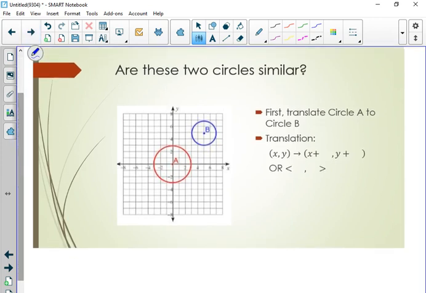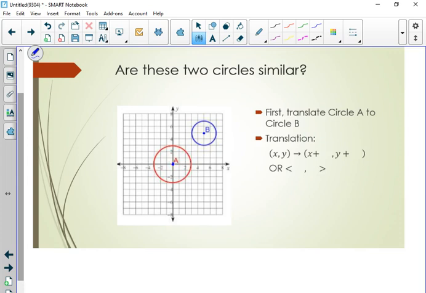So first, we translate circle A to circle B. So we're going to take the bigger red circle, well, on video, not on your nose, but the bigger red circle and move it to B. So here's the center of A. Here's the center of B. So we're going to translate X, Y.